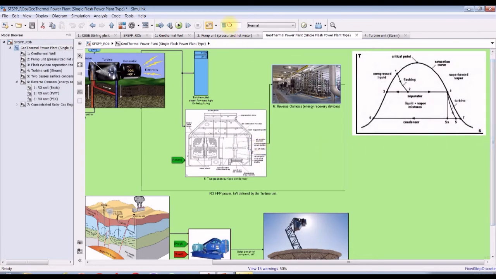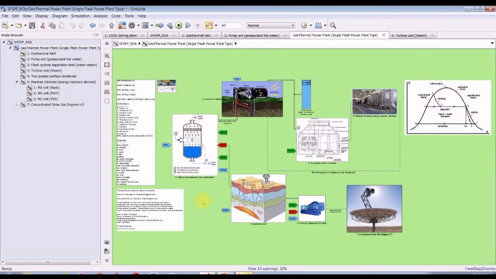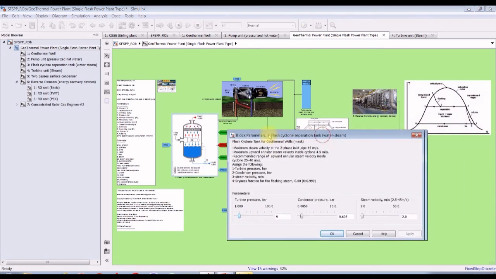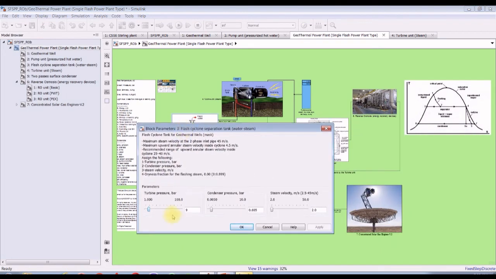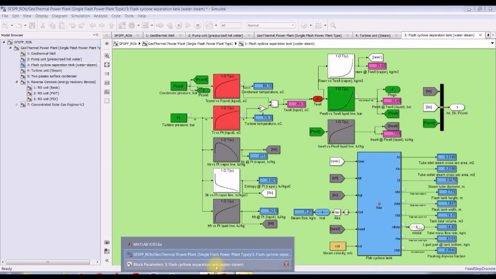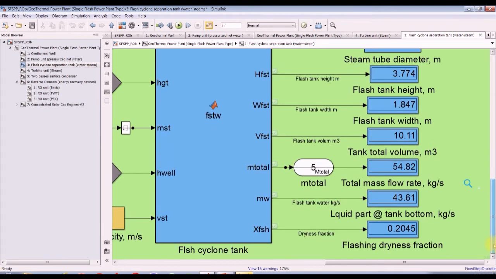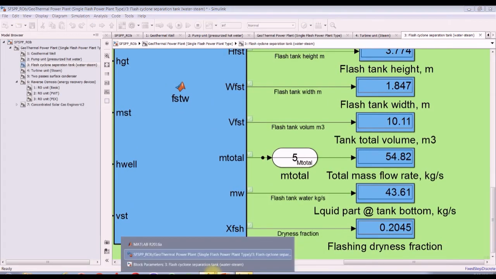Okay, let's go for infinity as a dynamic model. I'm going here. Let's control this one: the pressure, the inlet pressure for the turbine unit, and see this effect on the flash cyclone side. Okay, I'm going to emphasize here. Let's watch this on the steam.